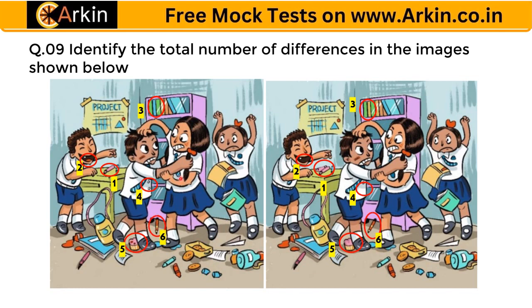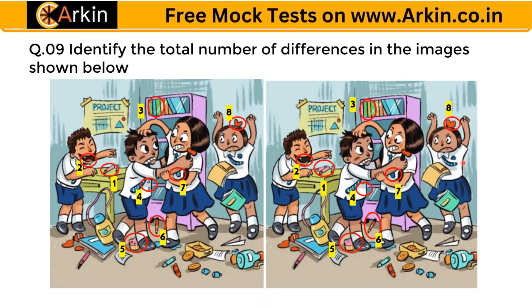Now if we compare this girl, the pattern of the tie is different here, so that will be the seventh one. Here we are not able to find any differences. Now compare this bow. So this is the eighth difference, this is wide and this is narrow.